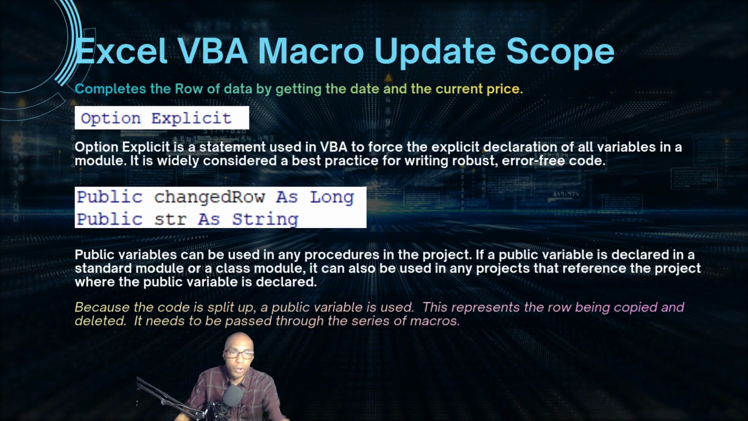All right, back to the story. Public variables can be used in any procedure or project. If the public variable is declared in a standard module or a class module, it can also be used in any project that references the project where the public variable is declared.